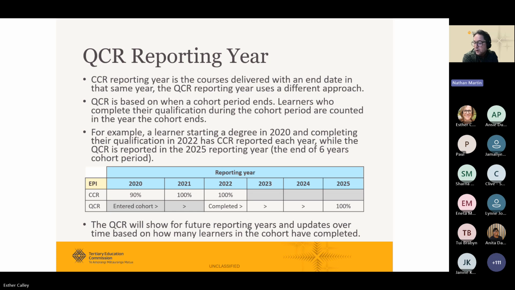A learner is counted as completing the qualification on time if they complete the qualification between the cohort start year and the cohort end year. In this case, the learner was reported as completing in 2022, but the qualification completion rate is measured in the 2025 reporting year.